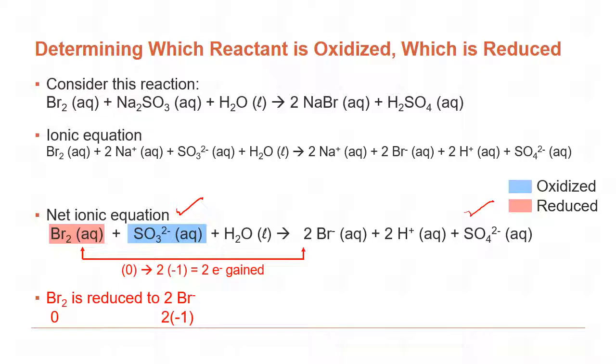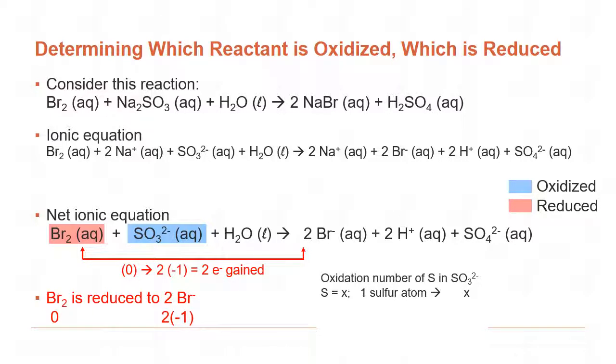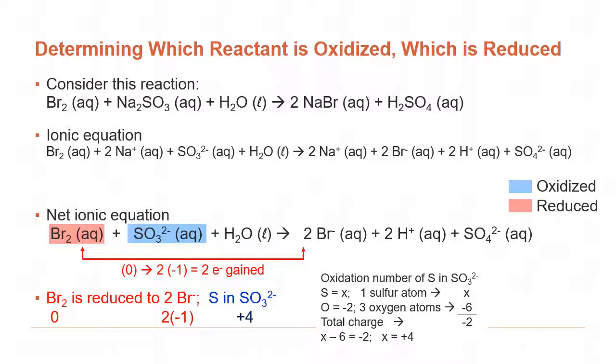So let's first find the oxidation number of the sulfur in sulfite, SO3 2-. Now we're going to assign S the oxidation number X. There's 1 of them. Oxygen is -2 according to our rules. There's 3 oxygen atoms, so that times -2 is -6. The total charge is -2, so I know that X minus 6 has got to equal -2. Solve for X, and X is +4. So that means in SO3 2-, sulfur has an oxidation number of +4.